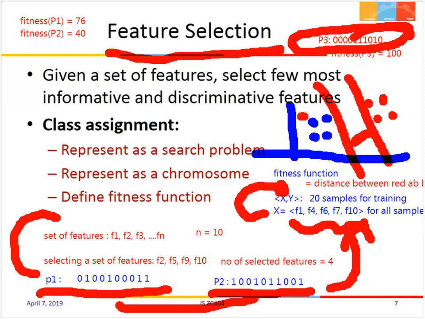Fine. So the fitness function could have been the distance between the red and blue clusters. The fitness function could have been entropy and gain, or you could have even decided upon some kind of computation like the angle between the two clusters, if there was some application requiring this, or you could have gone for taking the accuracy as a measurement.